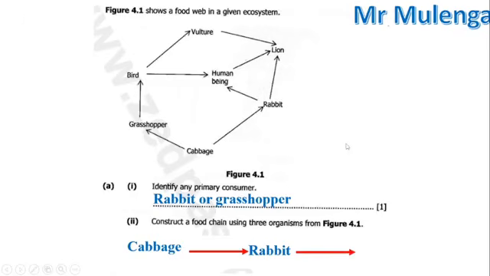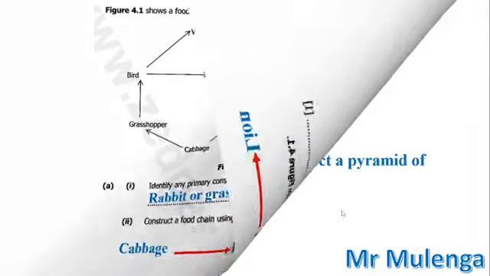So let's say we have picked a lion. This cabbage will be eaten by rabbit, and the rabbit will be eaten by the lion. If you picked grasshopper as the primary consumer, you can also pick a bird, because a bird can also eat a grasshopper. So this is the food chain that was required, and you can score 1 mark. So let us now move on.